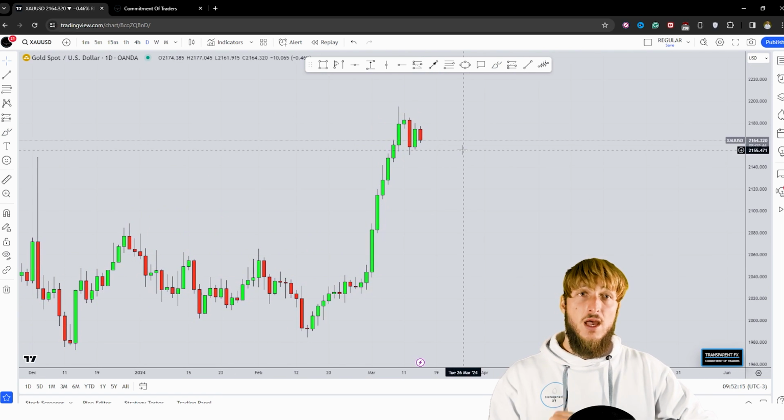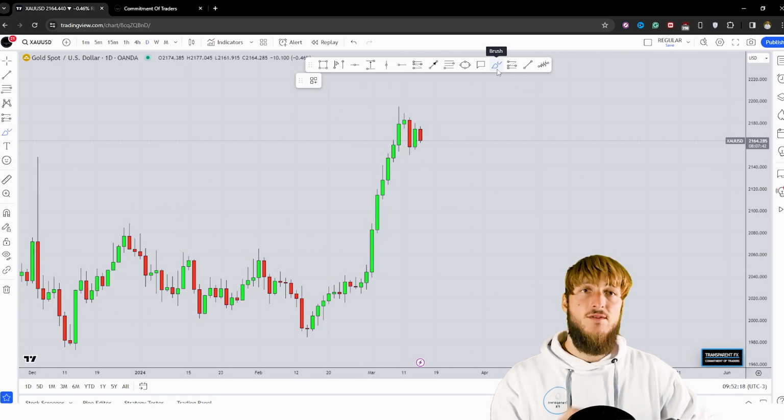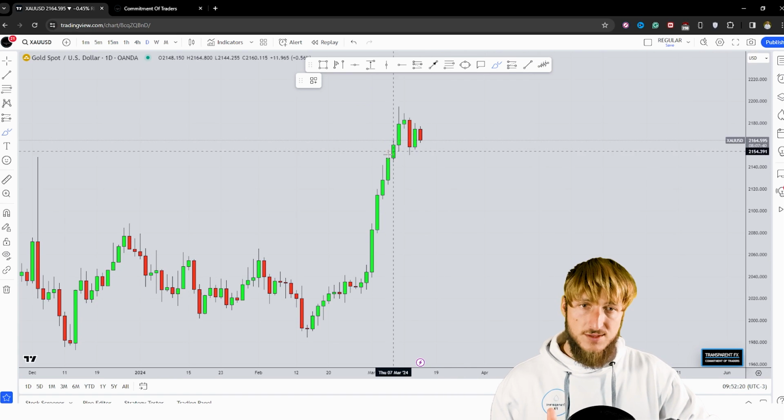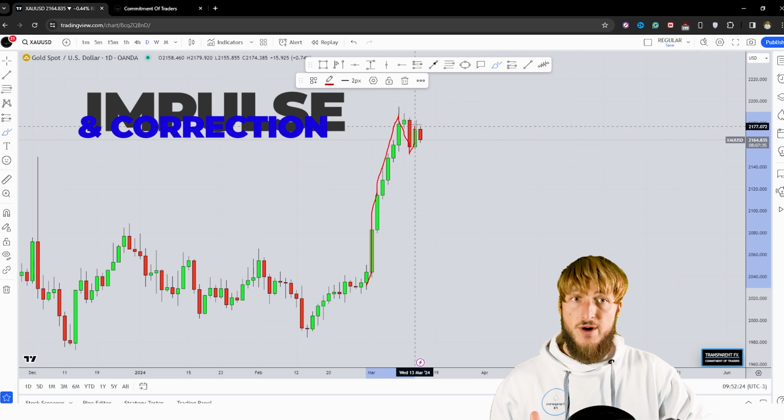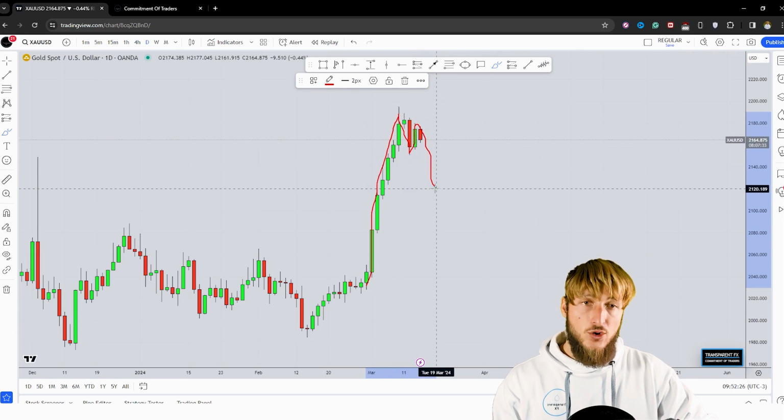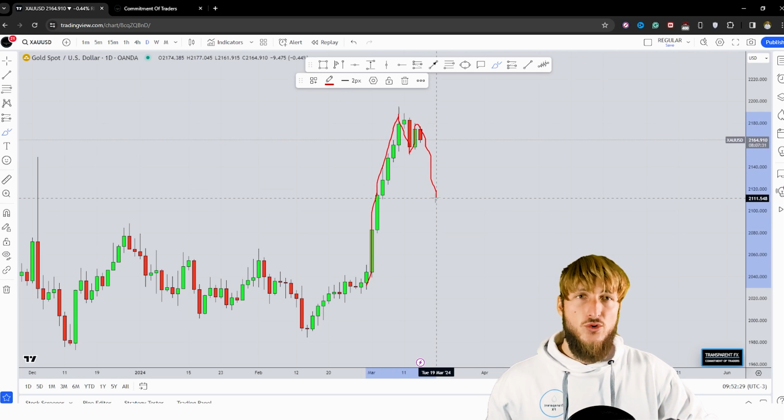Now, at the moment, from a daily perspective, we indeed have a quite interesting situation because if we follow the pattern, we had an impulse to the upside, a correction, the market tried continuing higher, and currently it seems like it's trying to continue lower.